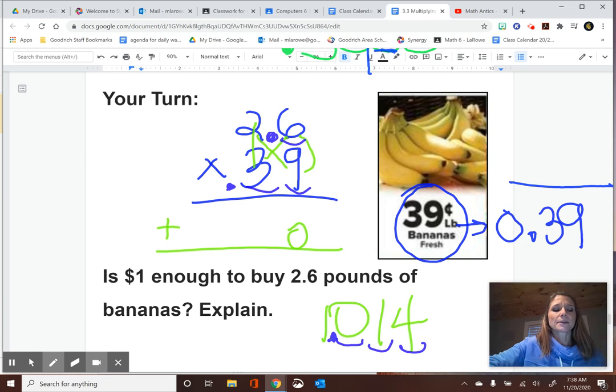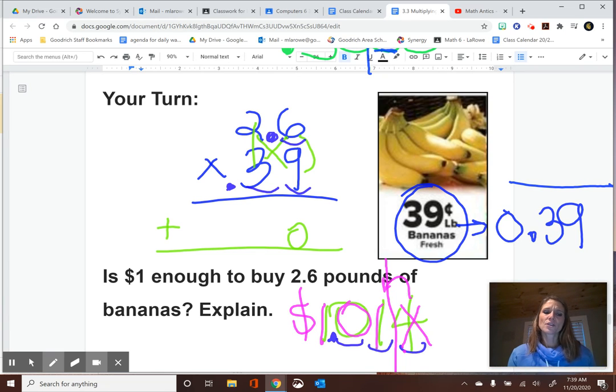But like in mine, if we have something that goes past the penny, we either pay a penny more and bump it up, or we get to ignore. And because it's a four, the rounding rule for four is forget about it. So $1.01. But that's not the answer. The question was, is a dollar enough? So you can't say $1.01. Is a dollar enough? And because you have to pay a penny extra, you don't have enough money. But I bet if you walked around the grocery store long enough, you could find a penny on the floor.